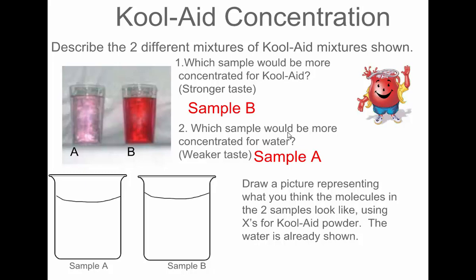So if we were to imagine what happened to these Kool-Aid molecules in sample A and B, and draw X's representing these tiny little Kool-Aid molecules, we would have less in A and we would have more in B. A lower concentration of Kool-Aid here, a higher concentration of Kool-Aid here. And then this is our water level.